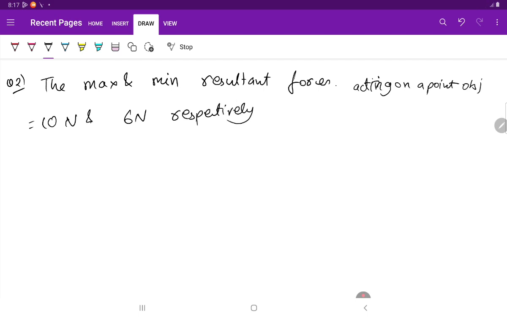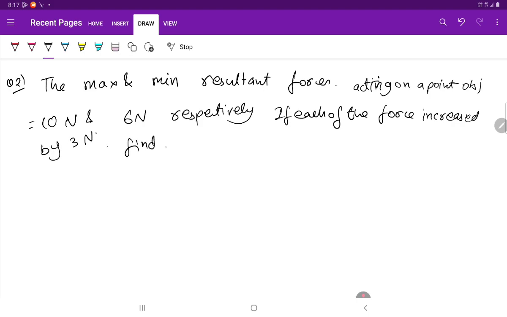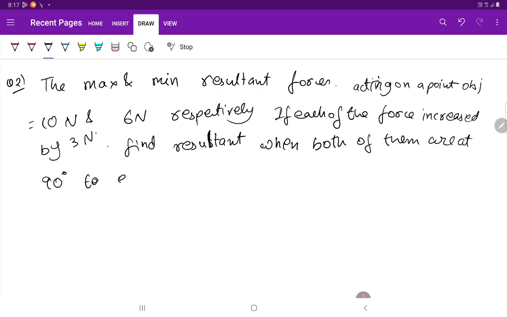Now the question says that if each of the forces is increased by 3 newtons, find the resultant when both of them are at 90 degrees to each other. Okay, so let's get started.